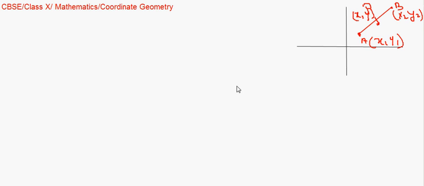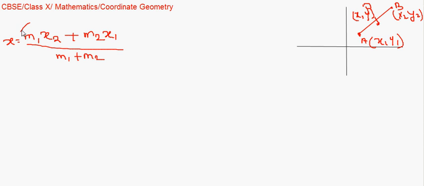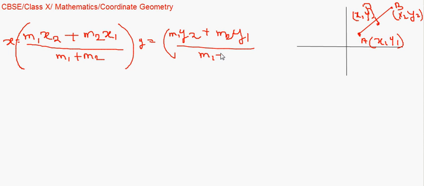So the formula will be, let me write down the formula, then I'll explain what they represent. The x coordinate of P is represented by m1 x2 plus m2 x1, whole by m1 plus m2. This is the x coordinate. Similarly, we write the y coordinate, which is given by m1 y2 plus m2 y1 by m1 plus m2.